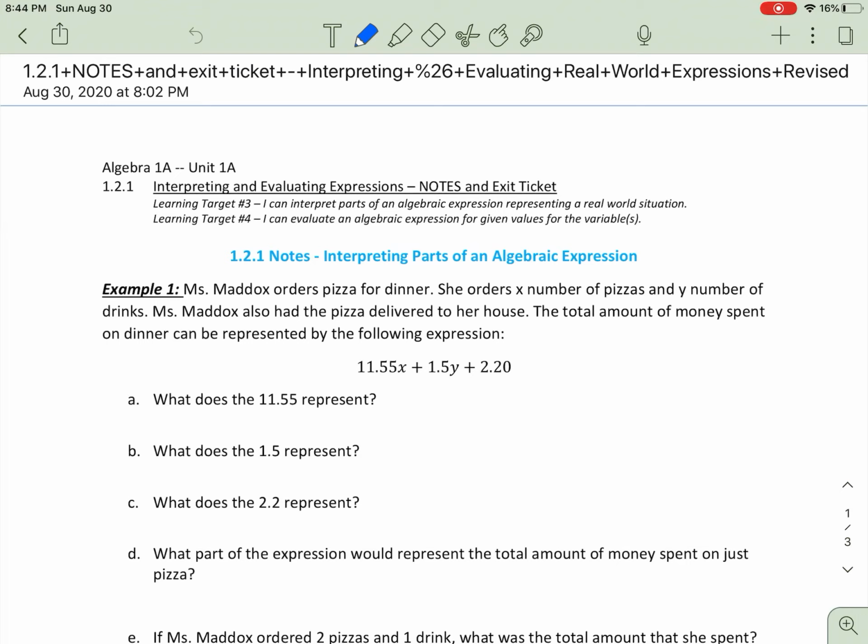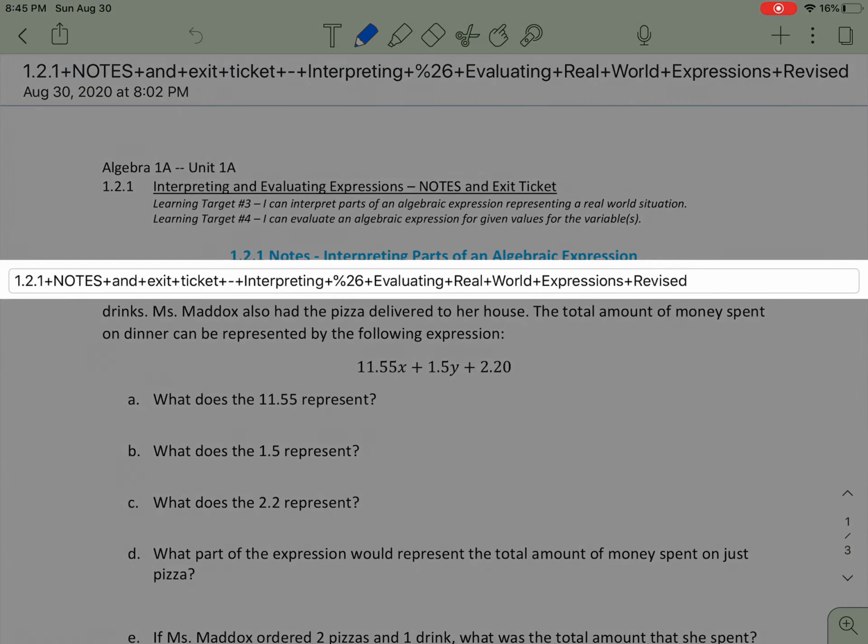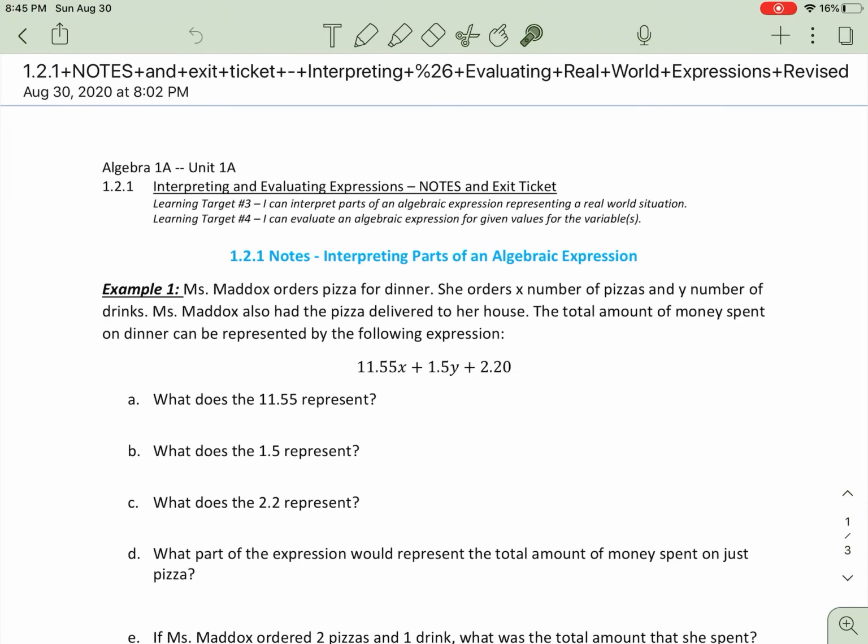Today we're going to talk about interpreting and evaluating expressions. So this is both the notes and the exit ticket. We're going to go through a few together, and then I'll leave you to do the rest on your own. So the biggest thing is being able to read these word problems for what they are, and then being able to identify at the bottom what all the different parts of this expression represent.